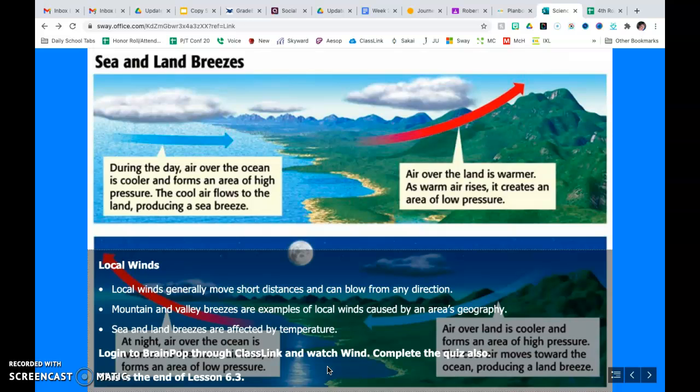So local winds, of course, generally move short distances. They can blow from any direction. Mountain and valley breezes are examples of local winds caused by an area's geography, such as here we have the Appalachian mountain chain, so that definitely affects the valley and what winds we have here. And sea and land breezes are, of course, affected by temperature.